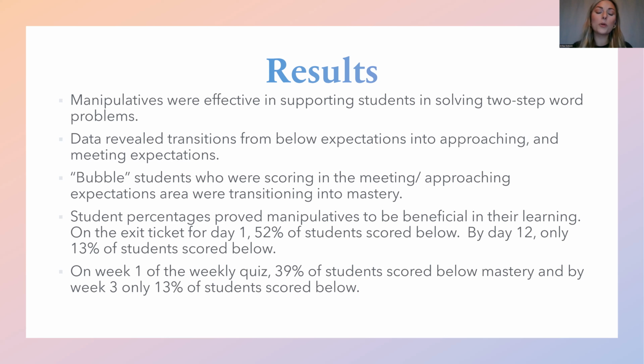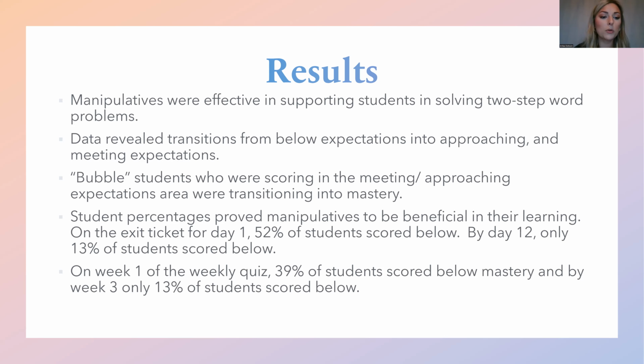So the third bulleted point talks about bubble students. Bubble students are what my school called the students who are right there at approaching. Either they're at risk for falling below, or they are in a position where they could step up. So we call those students bubble students, and they were the students who were scoring in meeting or approaching expectations. And the transition was there into mastery. So they were going from approaching into mastery.